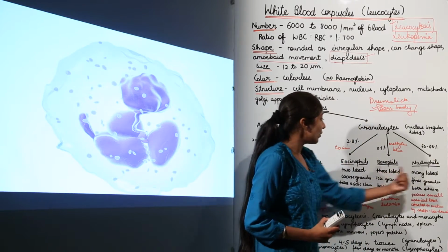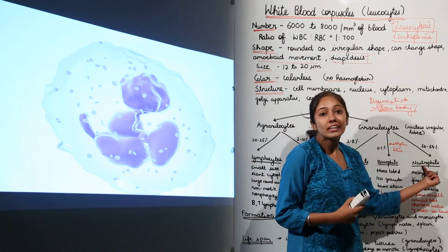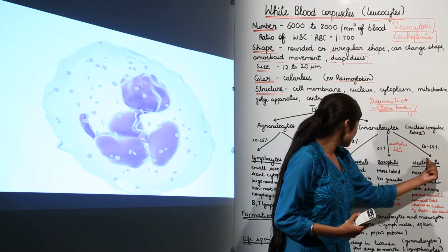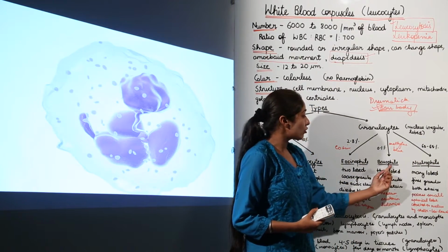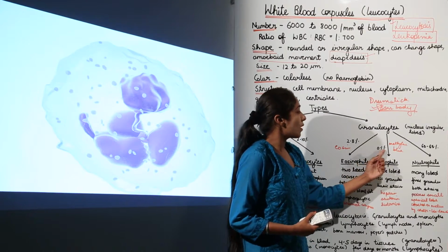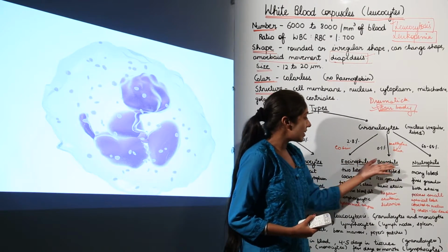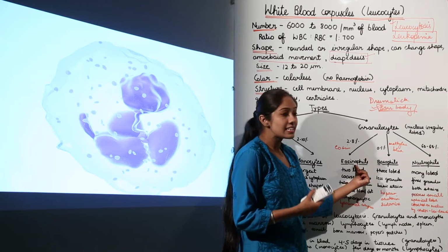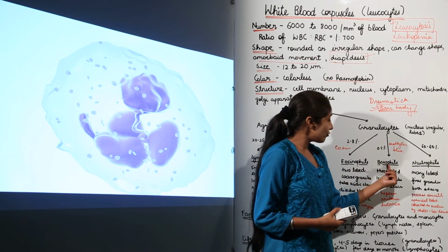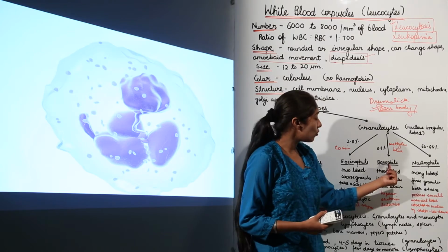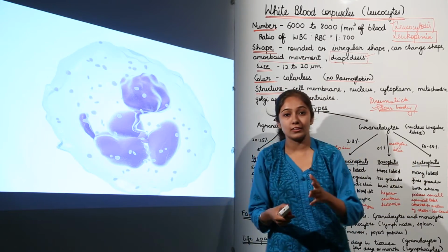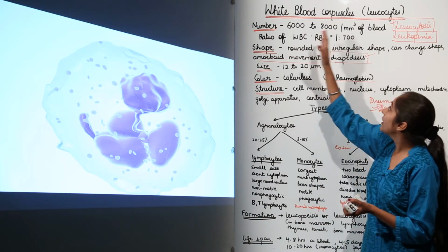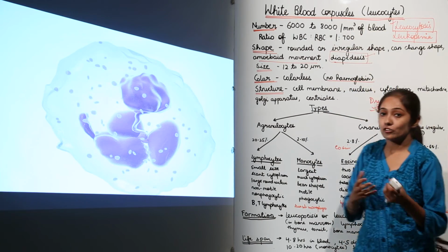Out of these three, neutrophils are the most abundant cells, 60 to 65%. However, the least number of cells is of basophils, right? Only 0 to 1%. And they are stained accordingly. Eosinophils, acidic stain, that is eosin. Basophils, basic stain, that is methylene blue. And neutrophils are neutral, they can be stained by both dyes, acidic and basic. So I hope that white blood corpuscles, leukocytes are now clear to you.